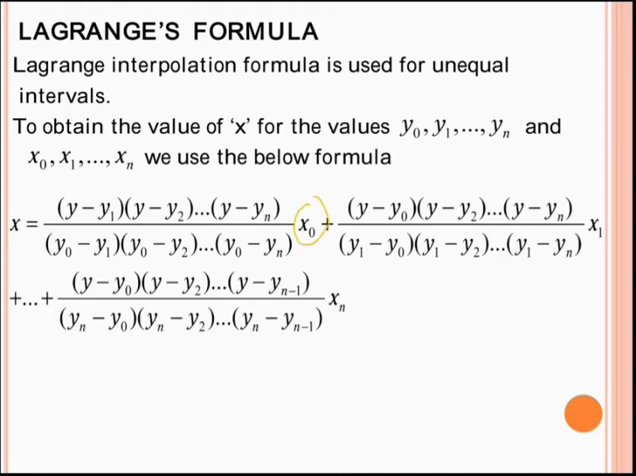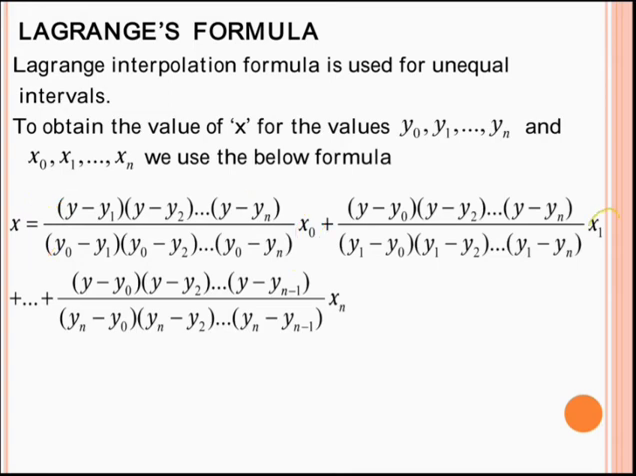First, when I am taking x equal to here, I will take x0, x1 up to xn. When I am taking x0, in my numerator there will be no term of y0, so I will start my terms from y minus y1, y minus y2 up to y minus yn. Since I am not taking y0 above, in the denominator I will subtract each and every term from y0. So y0 minus y1, y0 minus y2 up to y0 minus yn.